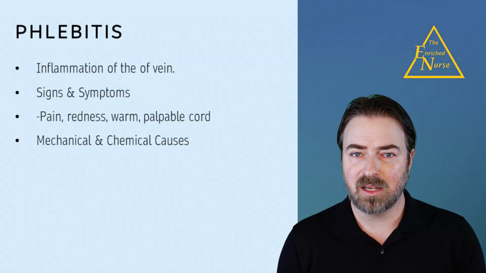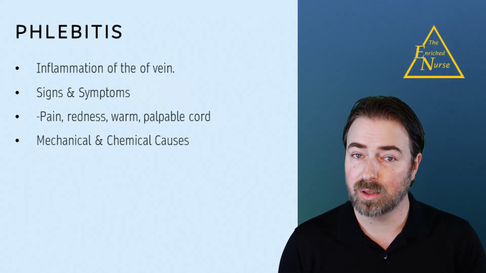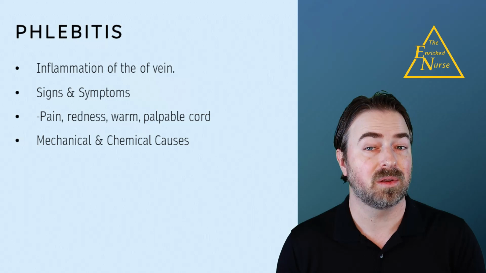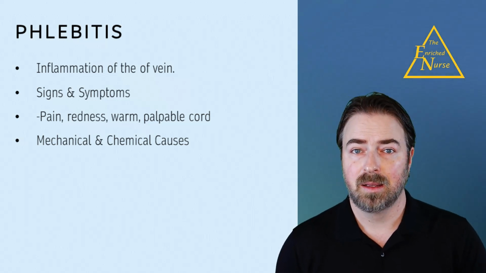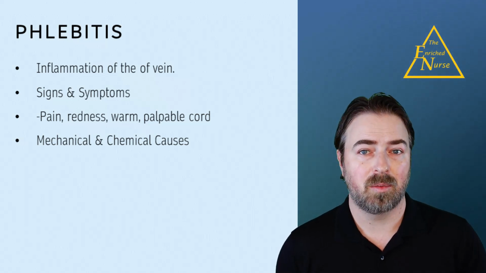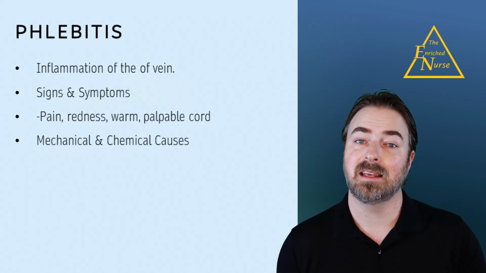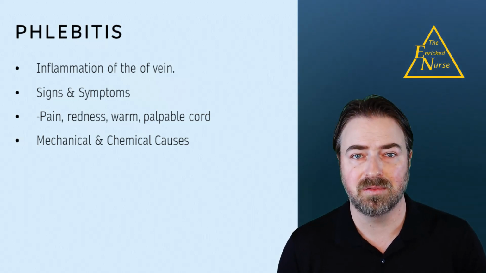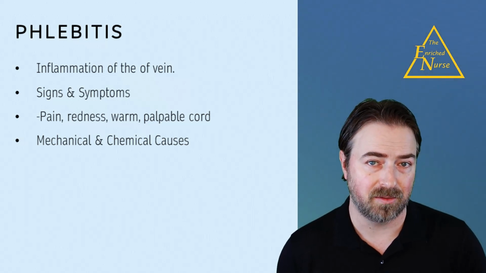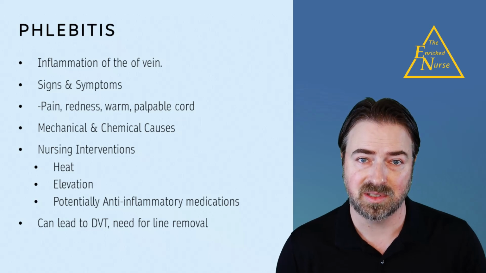Phlebitis is the inflammation of the vein and can be painful. It can be due to mechanical or chemical causes. It can also lead to thrombosis. It is important to ensure that peripheral inserted catheters are removed from the same side as PICCs to avoid irritating the vein near the PICC insertion site. So blood pressures and venipuncture should also be avoided for the same reasons of irritating and impacting that insertion site.